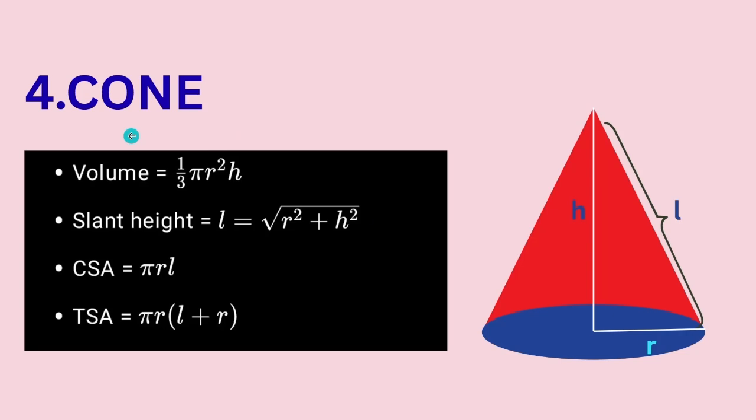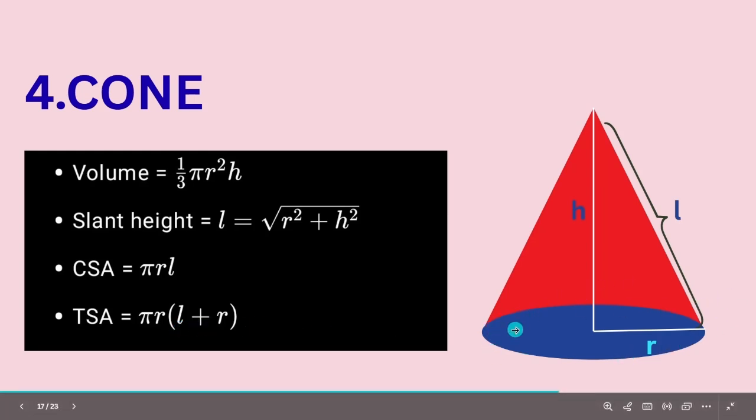And then we have the cone. It has the height, the radius, and the slant height, and the slant height can simply be found by the Pythagoras formula. The volume of the cone is 1 by 3 pi r square h. The curved surface area is equal to pi r l, and the total surface area is equal to pi r l plus pi r square, which is the base area, written like this.